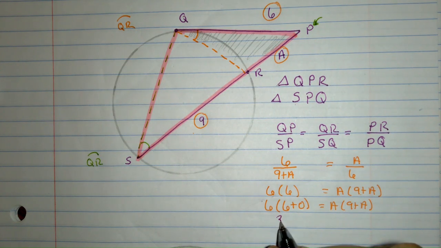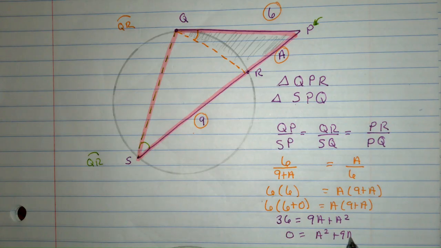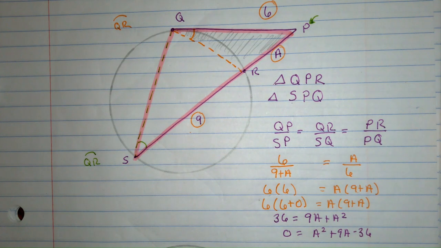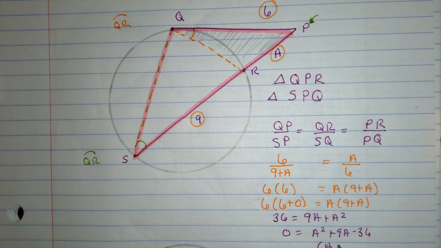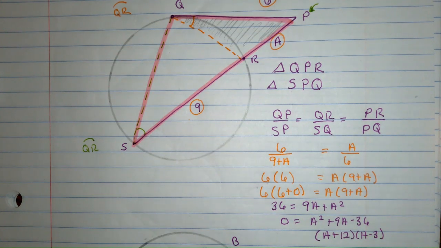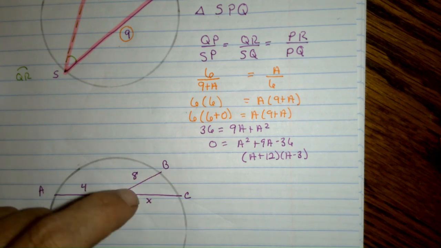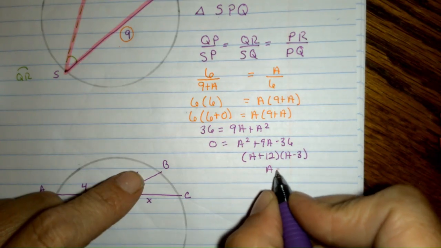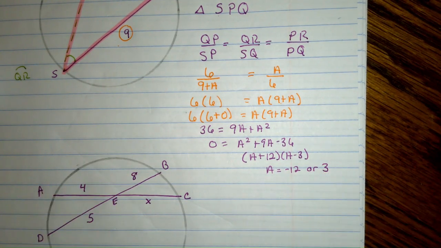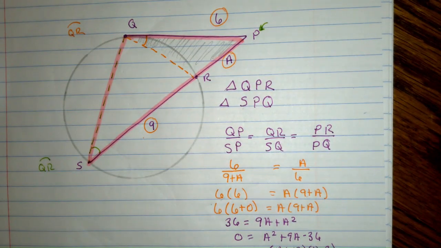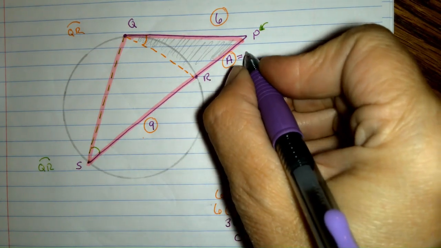All right, so we've got 36 equals 9a plus a squared. So 0 is going to equal a squared plus 9a minus 36. And we're going to solve that by factoring. So a plus 12 and a minus 3. If you don't remember how to solve by factoring, go ahead and check out one of my factoring videos. So a will either equal negative 12 or positive 3. Now, which one of those makes sense in our scenario? If you said 3, you are correct. So our final answer is a equals 3.